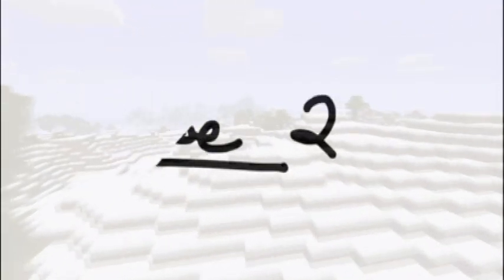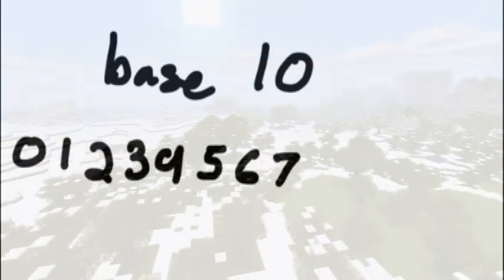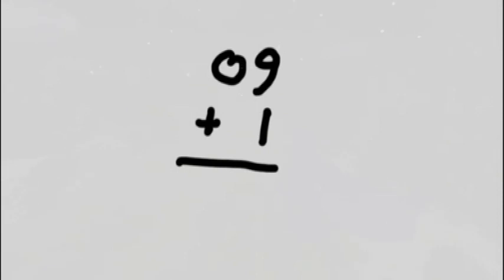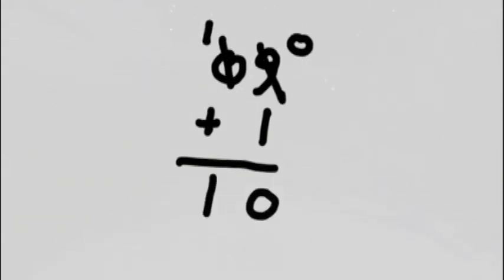Binary is the word for base 2. In math, we count using bases. By far, the most common and widely used base is base 10. Most people never even come in contact with any other bases. With base 10, we start from the digit 0, then count up to the digit 9. Then what do we do? There's no digit after 9 that represents 10. So we take the 9 and turn it into a 0, then add 1 to the 0 in the next column up, giving us 10.